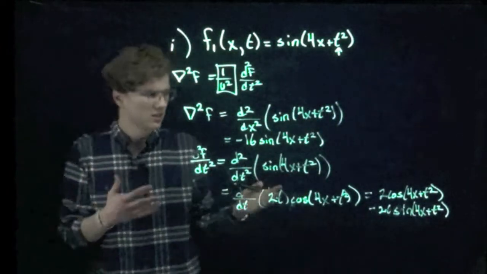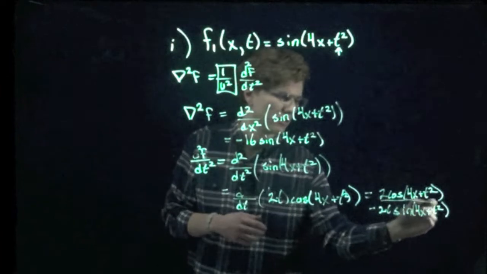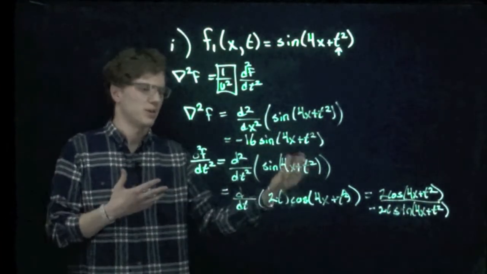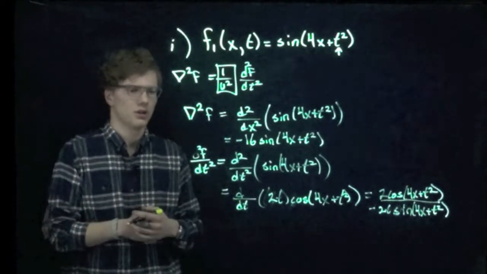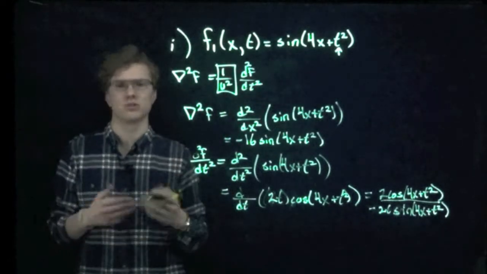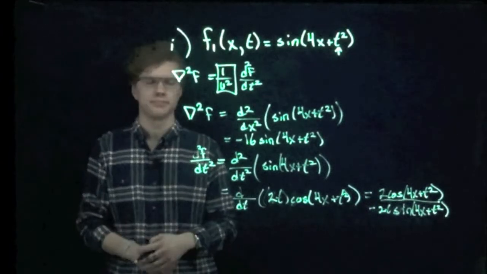So we can see here that we've got a dead giveaway right away. This extra term of cos is what's preventing us from multiplying by a constant to get the same thing on both sides of the wave equation. So we can then conclude that this function, f1, does not satisfy the wave equation. And that's the solution for part 1 of question 1.